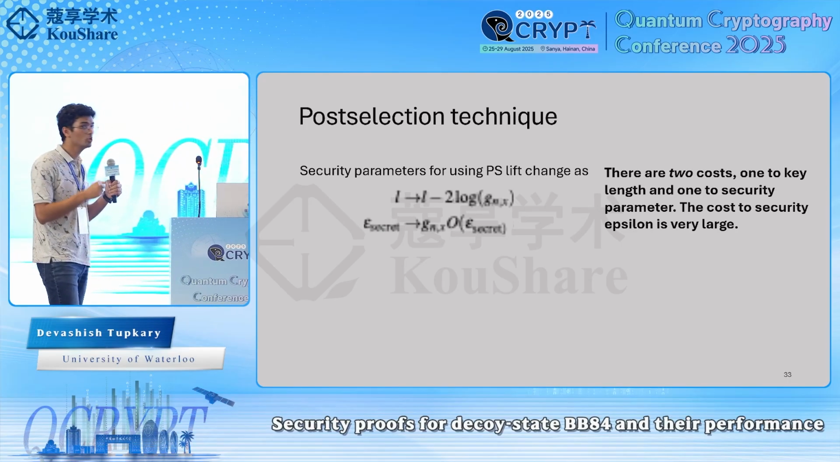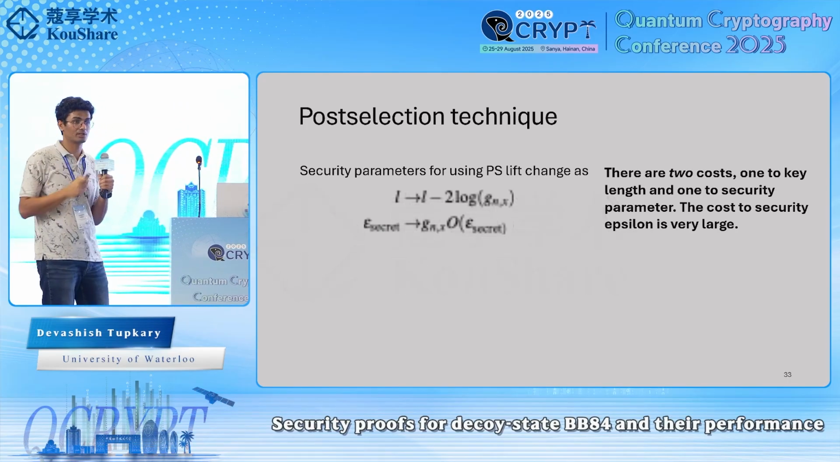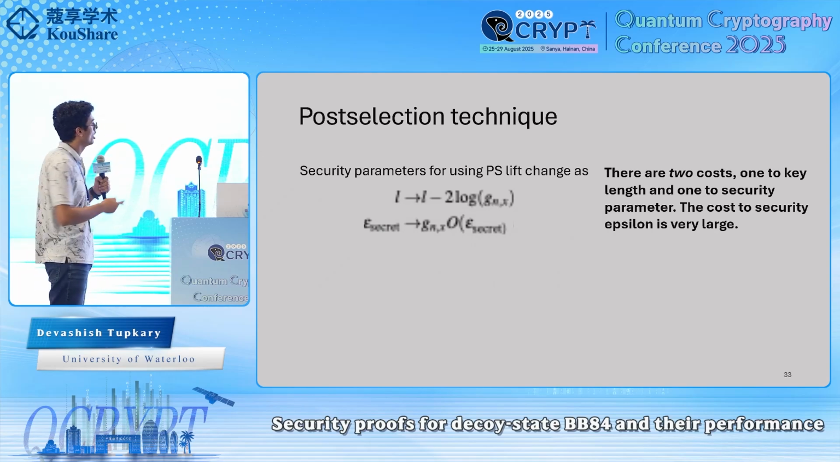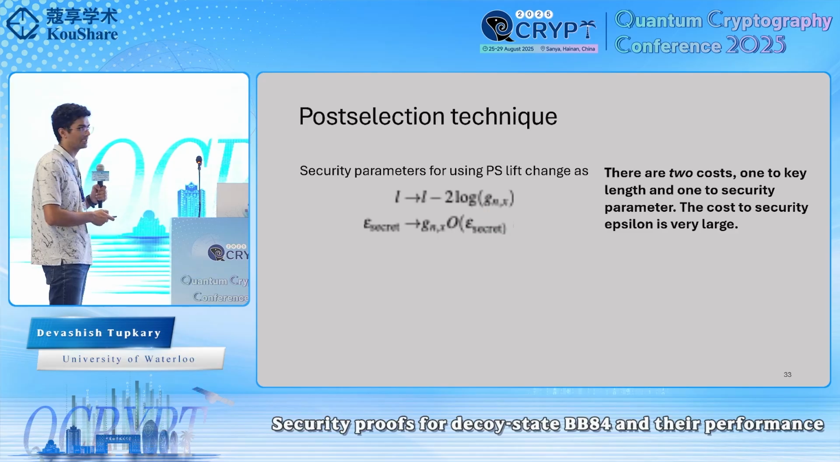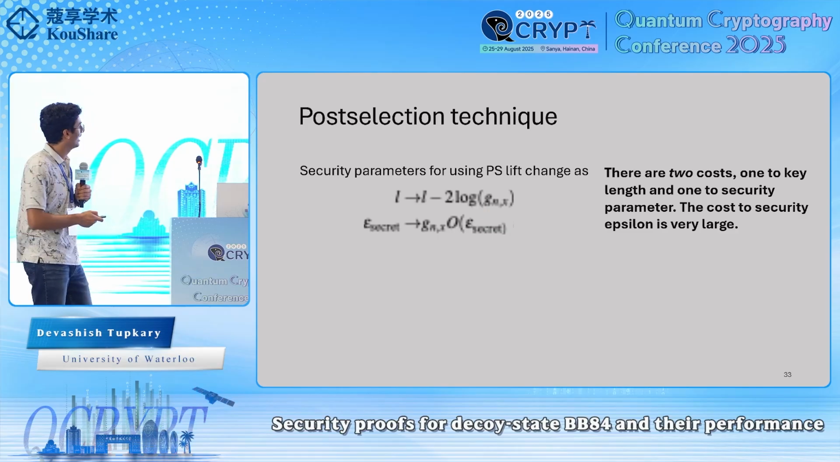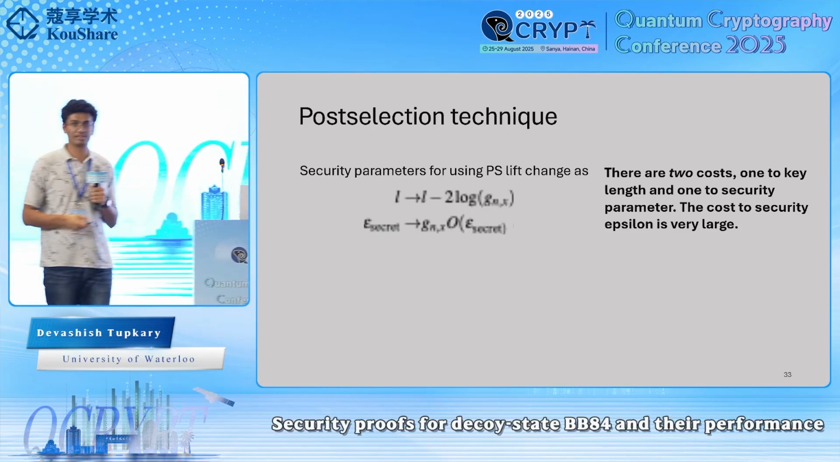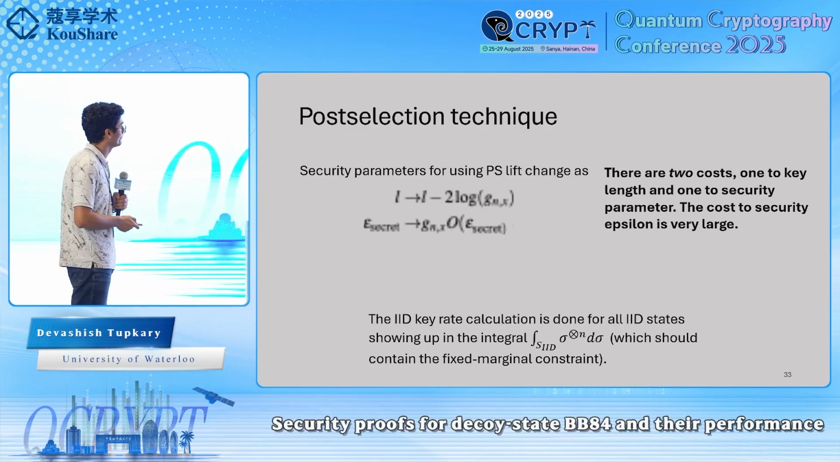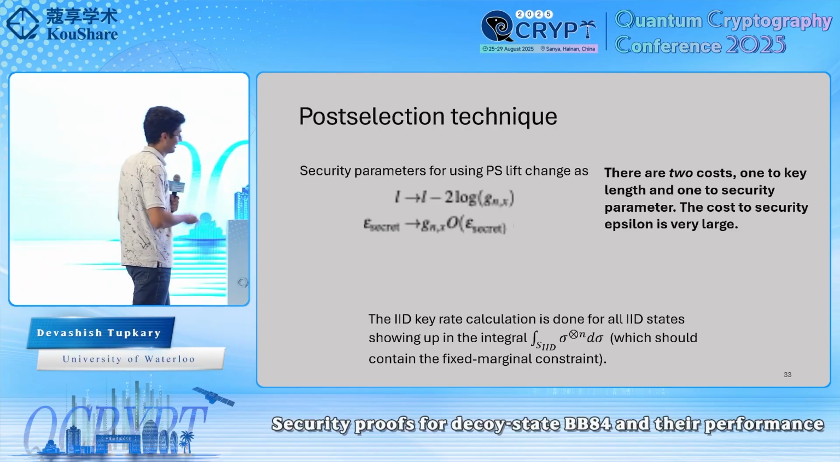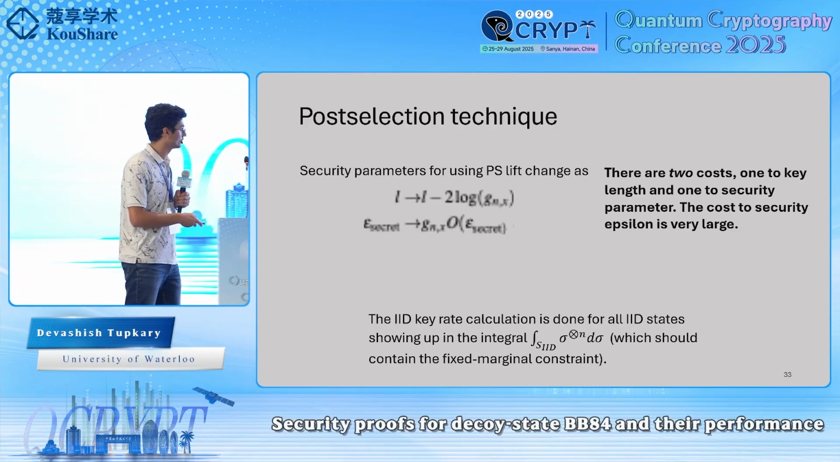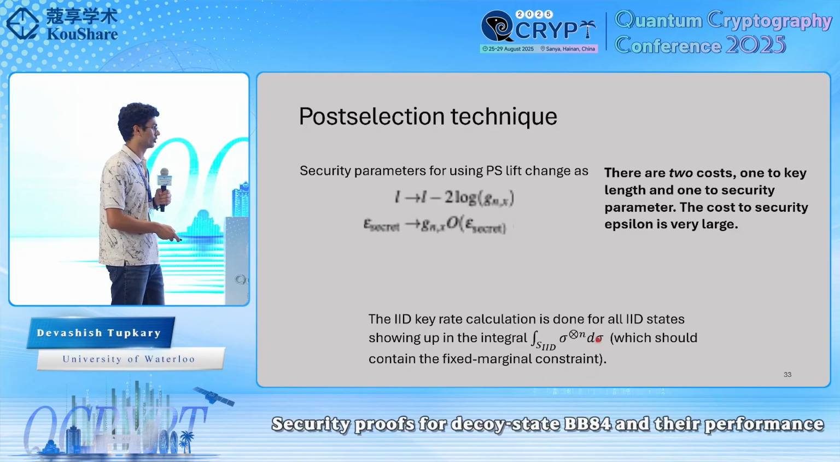Okay, so this is what you get if you use the post-selection technique. Notice that there are two separate changes you have to make. One is an impact to key length, which is typically fairly minor, and the other is the impact on the secrecy parameter, which is typically the one that is pretty large. And as I said before, the IID key rate calculation needs to be done over all IID states that show up in this integral.